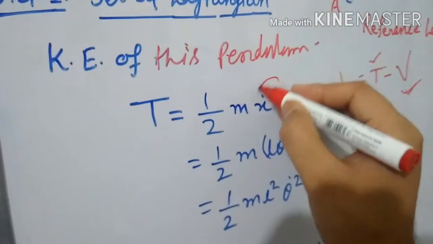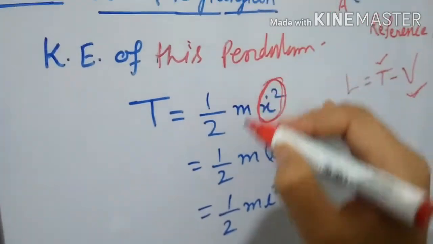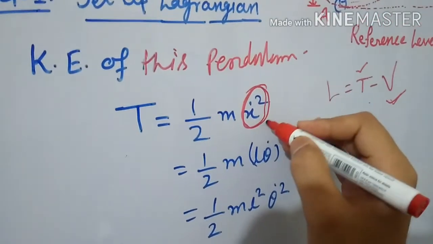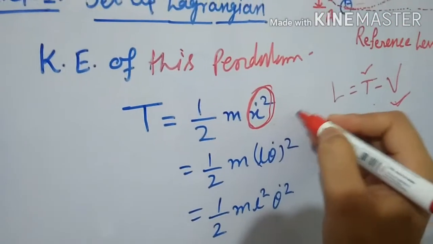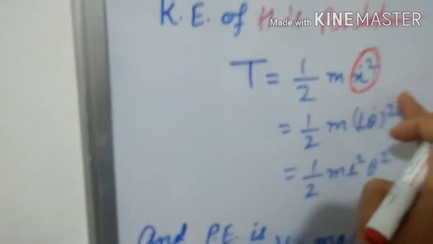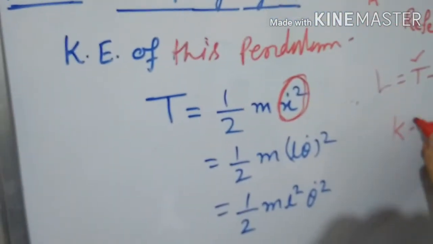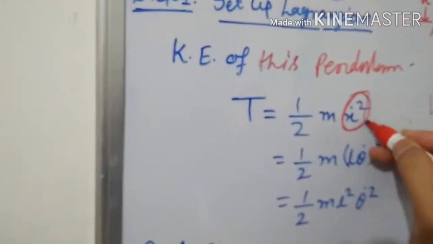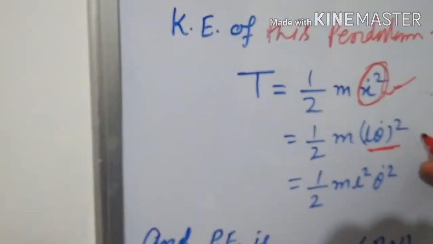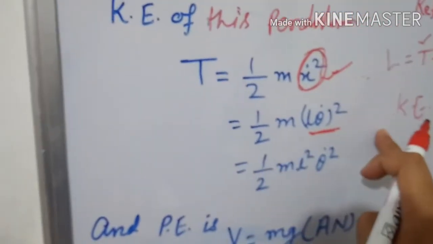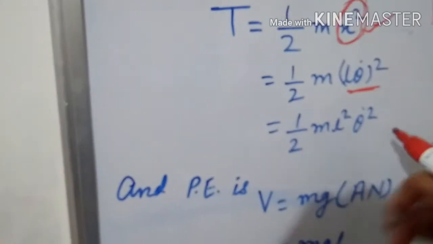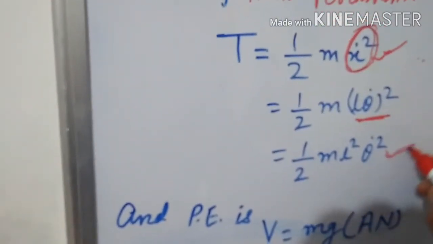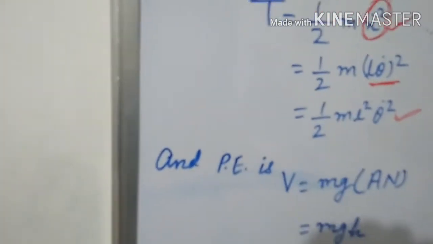Since here x dot is generalized coordinate velocity, half m v square is the general form of kinetic energy. So in this term, v may be replaced by L theta dot. So half m L theta dot whole square, and after solving this we get half m L square theta dot square.